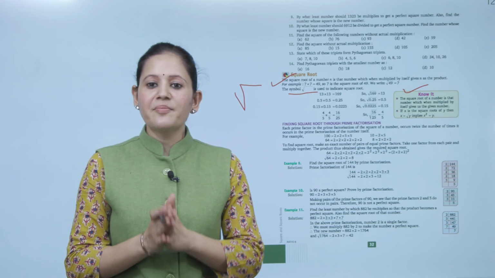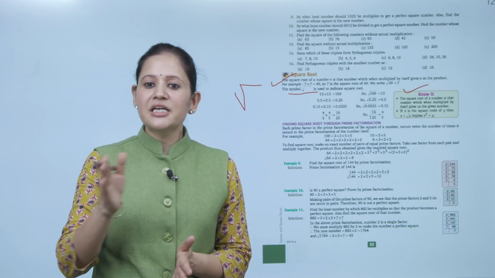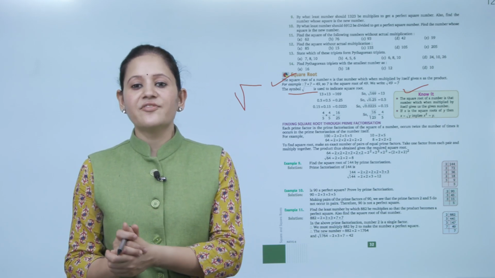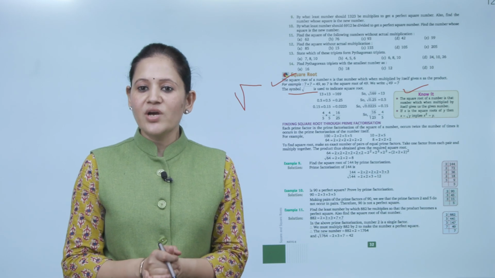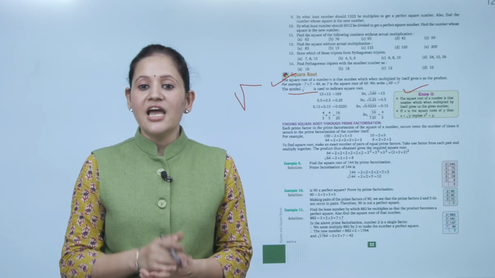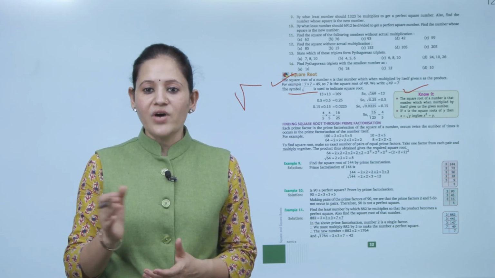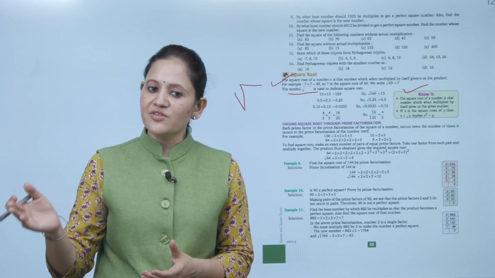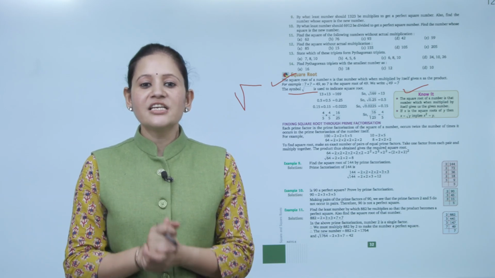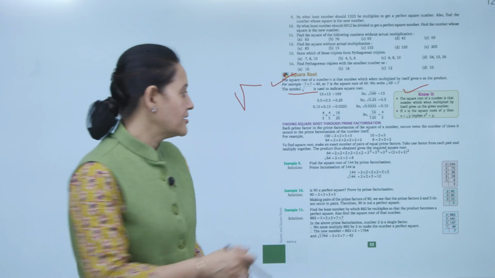Next, know it. The square root of a number is that number which when multiplied by itself gives us the given number. If x is the square root of y, then x equals square root of y, that implies x square is equal to y. Next, finding square root through prime factorization.